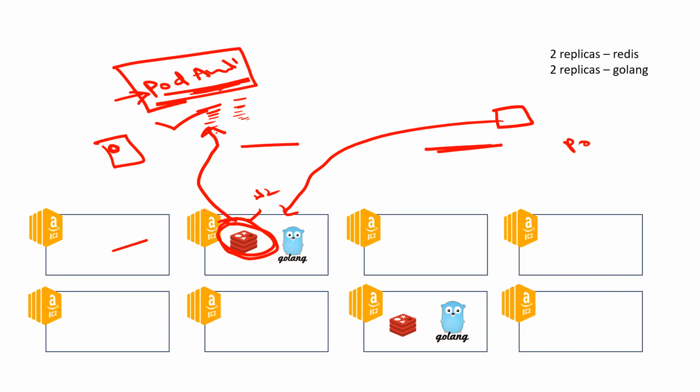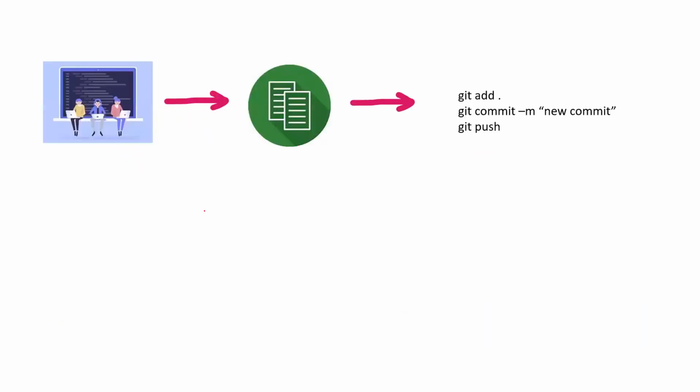Okay, so moving on to the next question. We have got a requirement from one of the developers. He has created a new branch, and in that new branch, he has updated some files. Once he has updated the files, to push them to the remote repository, he has to execute, of course, these three commands: git add, git commit, and also git push.